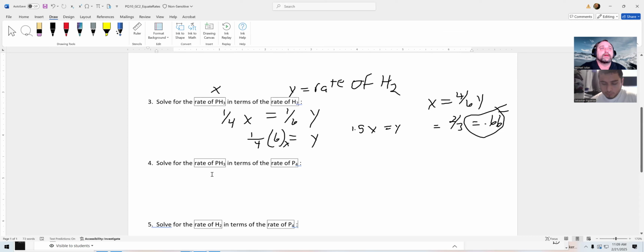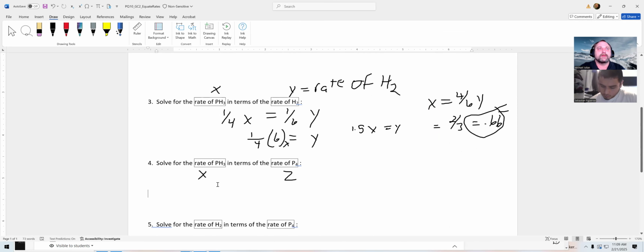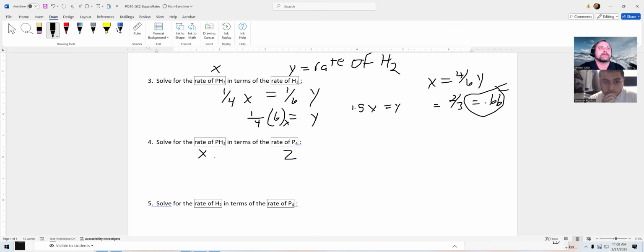So in this one, they want this X. So we'll make that X, and this will be Z. And so this is our P4, and so P4 was 1. So we have 1/4 X equals 1/1 Z. And so the easiest way would be to say that the rate of PH3 is equal to 4 times the rate of Z, which is the P4.